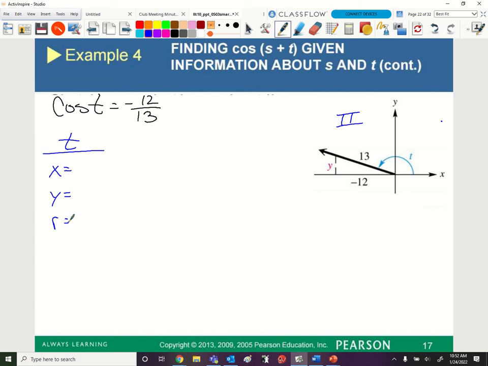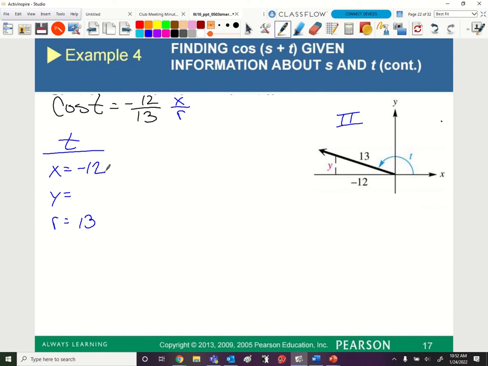So for cosine, cosine is just x over r, and since I know that my x value is negative in quadrant 2, the negative has to go with the 12. The negative goes with the 12 because it's the x. It won't go with the 13 because the 13 is my r. My r value is always positive. Like that. So we're filling it in.